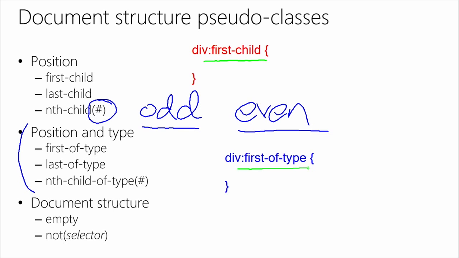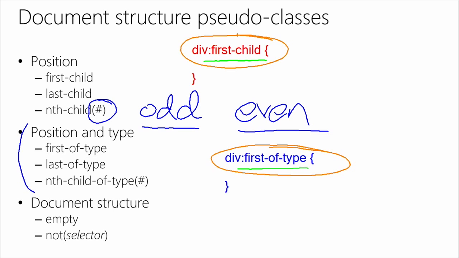It's a great question. And the answer is that first of type is going to be based on where that div tag is on the entire page. So it's the absolute first div tag. Contrast that with first child. First child is going to be based on its parent container.